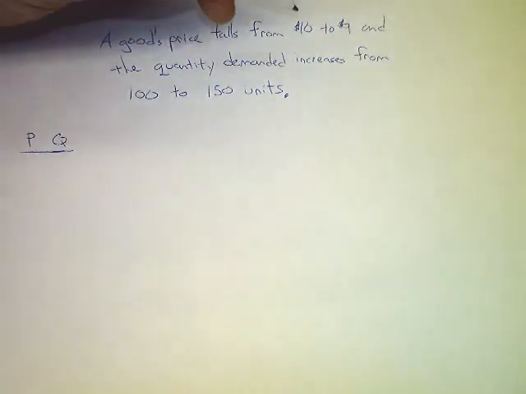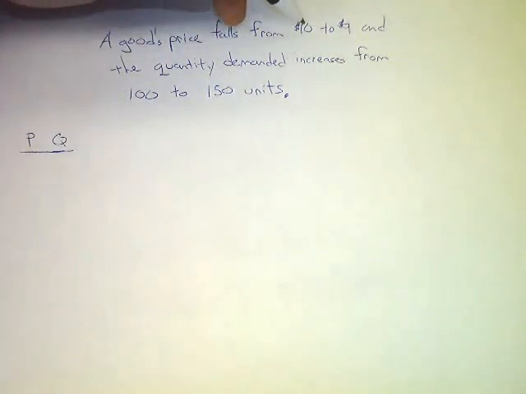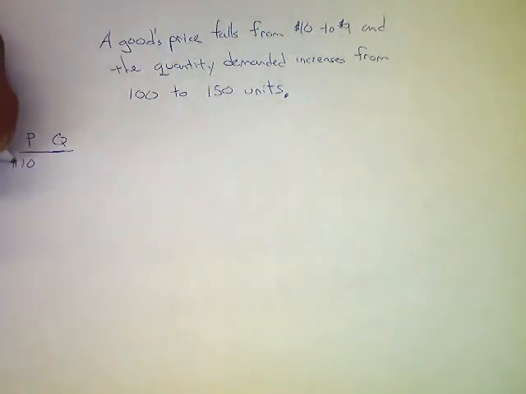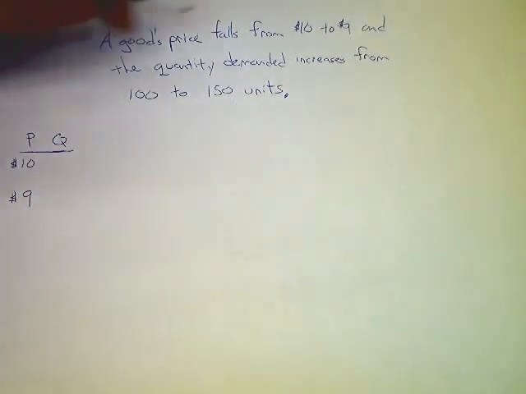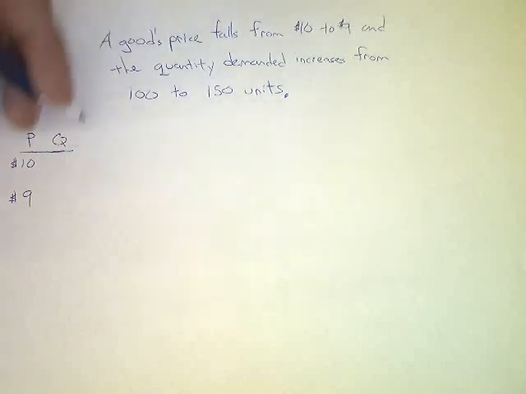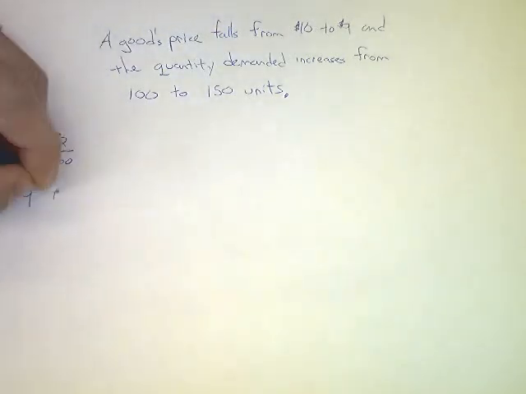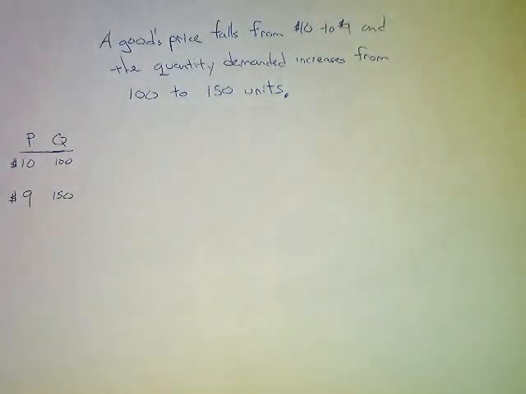So what we're going to do here is we know that the good went from $10 to $9. So we have 10, that's our first price, and our second price is $9. And we know that the quantity demanded increased from 100 to 150 units. A good thing to do at this time is just take a quick look and make sure that what you're drawing here doesn't violate the law of demand. So we do have a falling price and a rising quantity demanded, so it looks like we're on the right track.